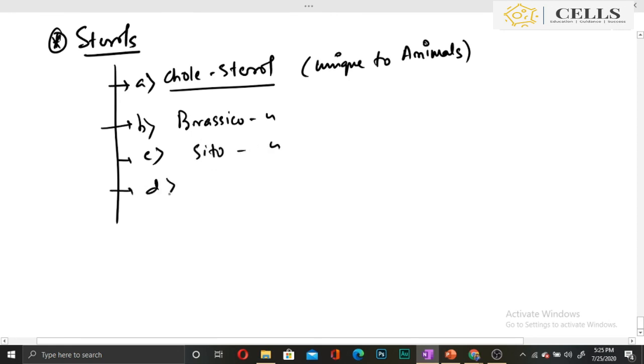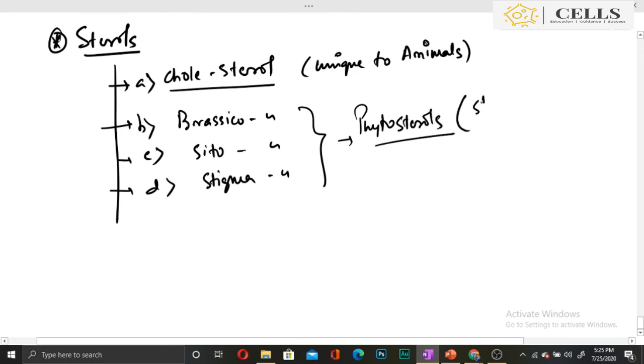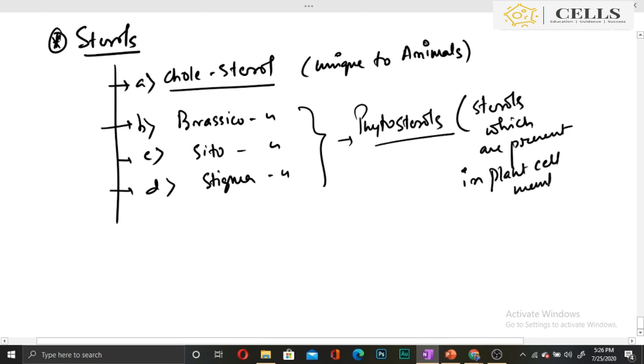like stigmasterol. Why are these important? These are important because these are the sterols present in the plant cell membrane. These are called phytosterols. Phytosterols are those sterols which are present in plant cell membranes.